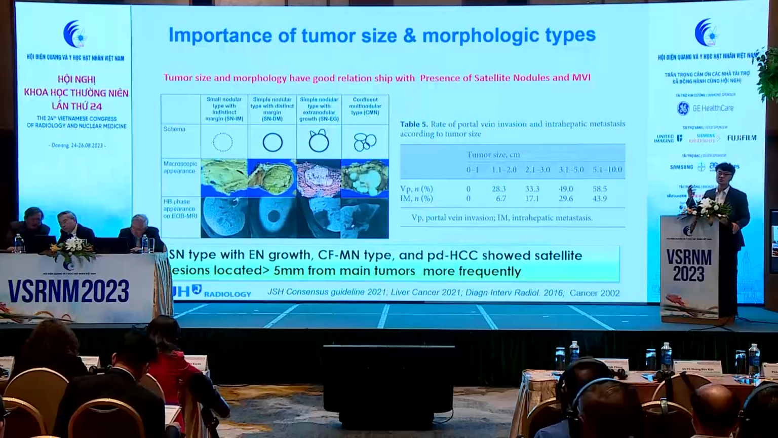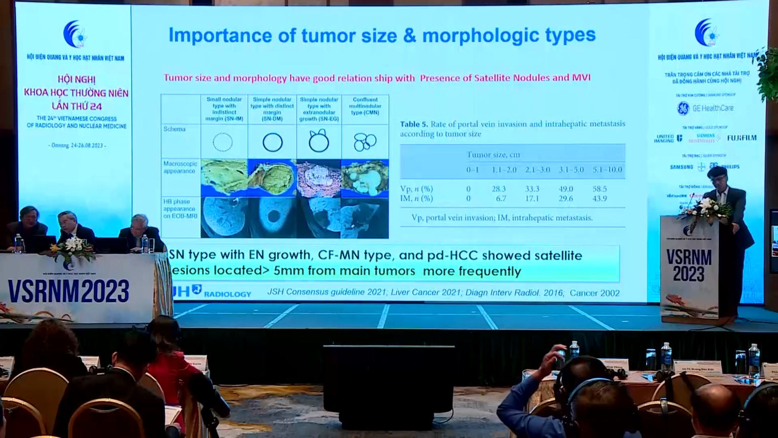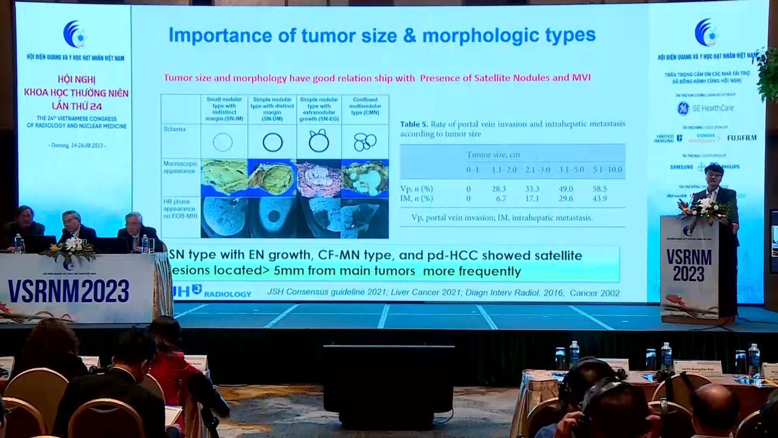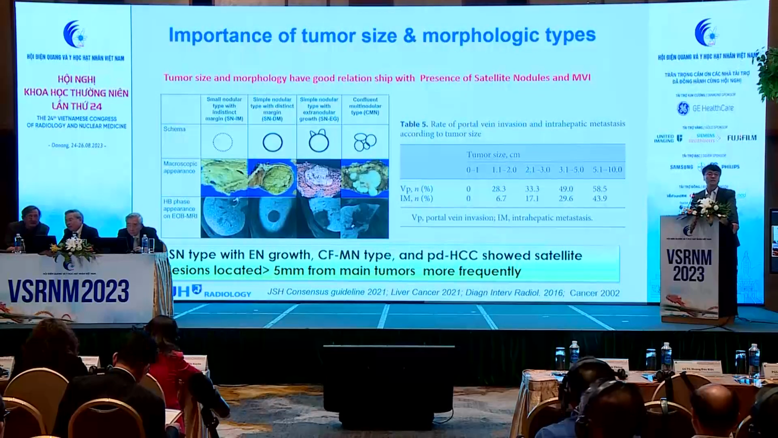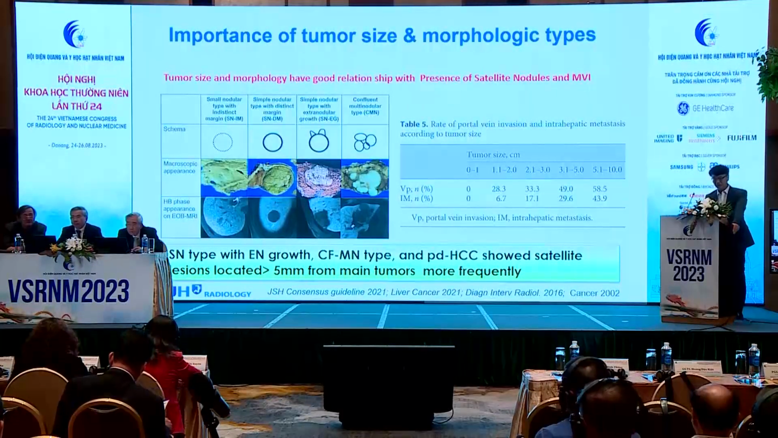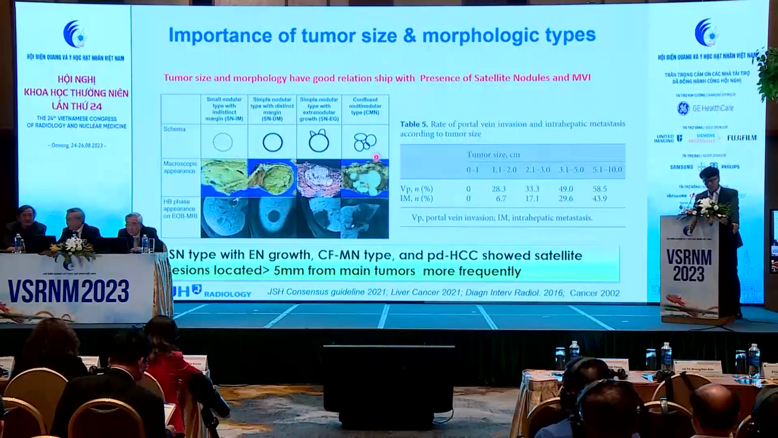So once you determine to use local ablation treatment, tumor size and tumor morphology are very important to predict the local recurrence rate. If the tumor morphology is more irregular like this, a confluent multinodular type, it possesses a higher risk of microvascular invasion.